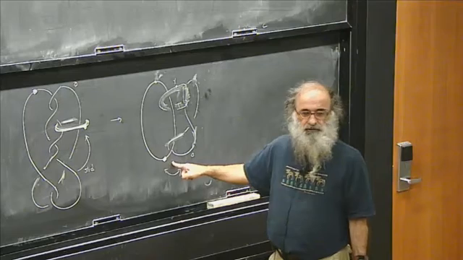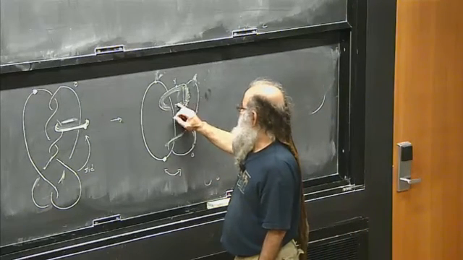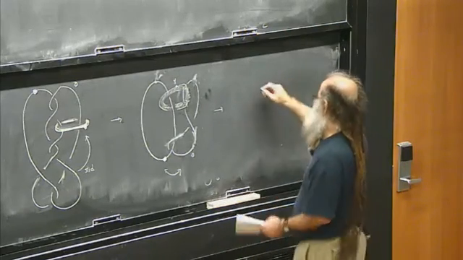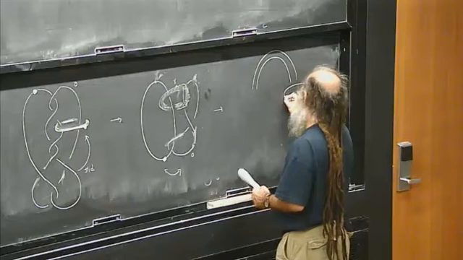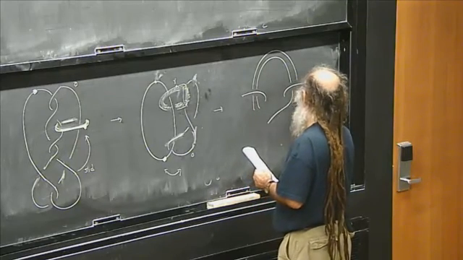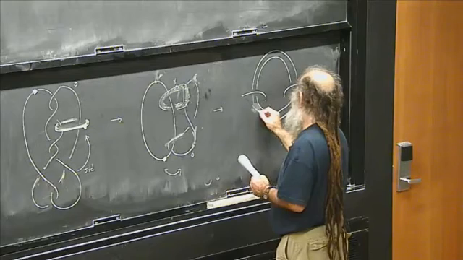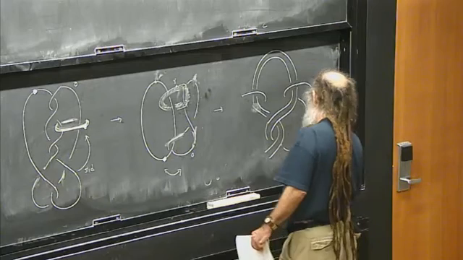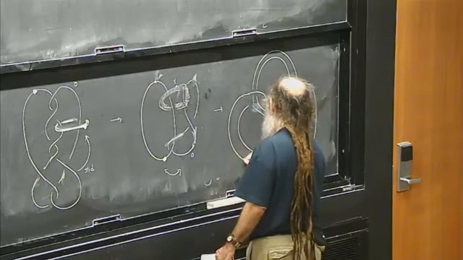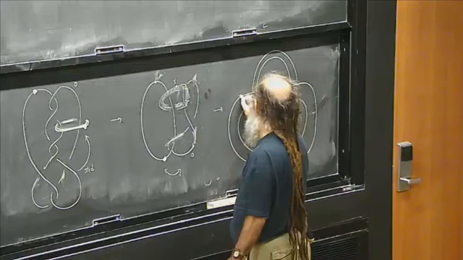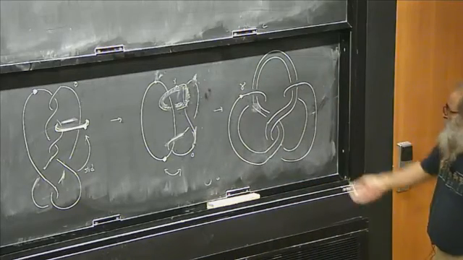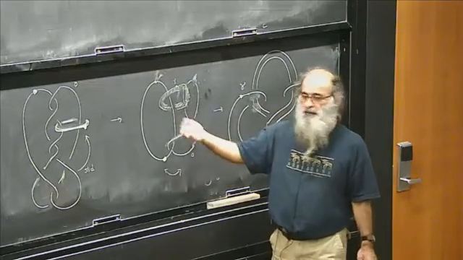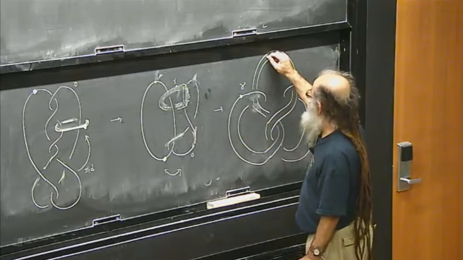I know how to cancel 1 and 2 handle. Once I cancel this, what does that ribbon look like? It looks like this. This is a ribbon knot. So I made this 1 and 2 handle disappear. All I have is a ribbon knot. This is my ribbon knot, and this ribbon move is like this.